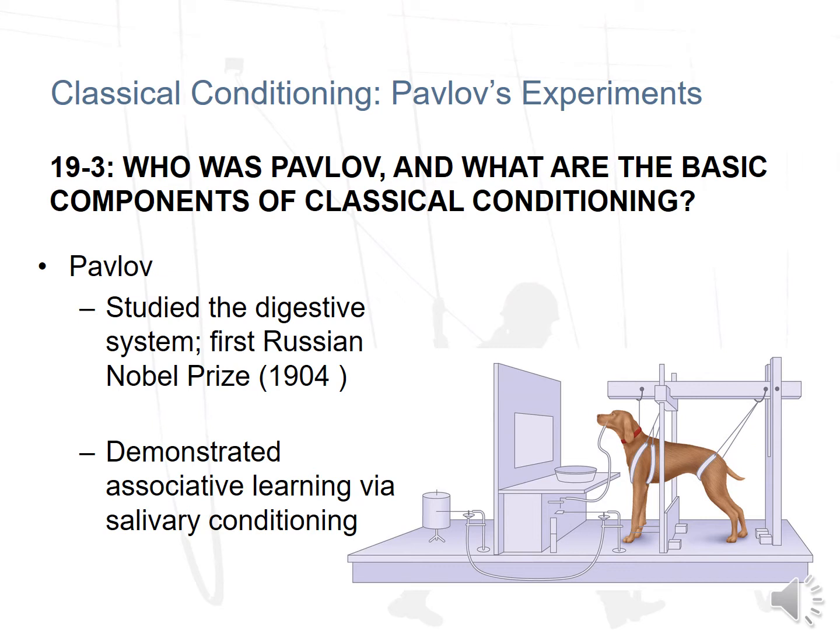Who is Pavlov, and what are the basic components of classical conditioning? Pavlov was a Russian physiologist. He studied the digestive system, and he won the first Russian Nobel Prize in 1904. He demonstrated associative learning via salivary conditioning.